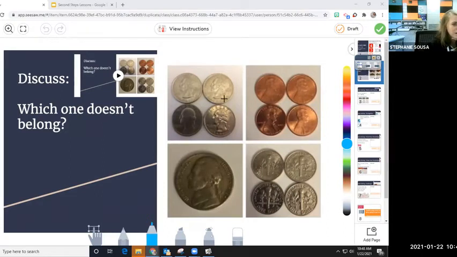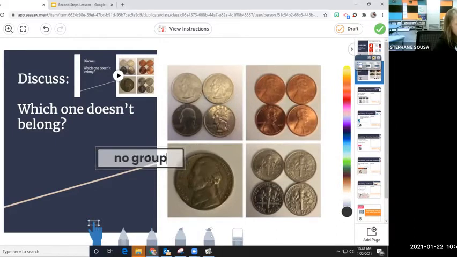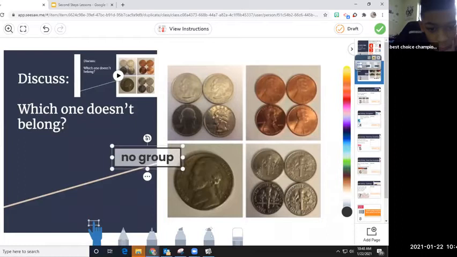Levin, which one doesn't belong? The nickel. Why? Because it doesn't have a group. No group. Every other group of coin here, or pictures of coin, is in a group. This nickel is all by itself. All by myself. That's a song I sang to Lee at the beginning of the year.